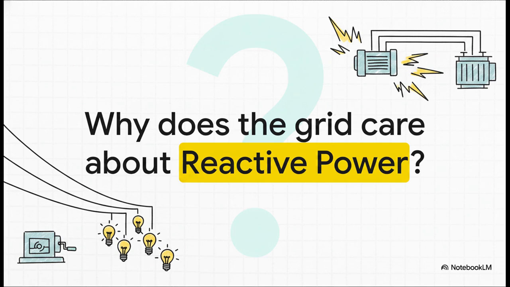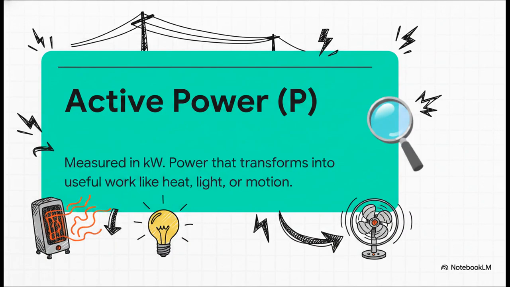To understand why these industrial additions caused such a headache, we need to quickly define the three different types of power at play here. First up, we have active power. We denote this with the letter P, and it's measured in kilowatts. Now, this is the actual, tangible worker in our electrical systems. When you flip on a stadium floodlight or run a heavy conveyor belt, active power is the energy that genuinely transforms into useful, real-world work.